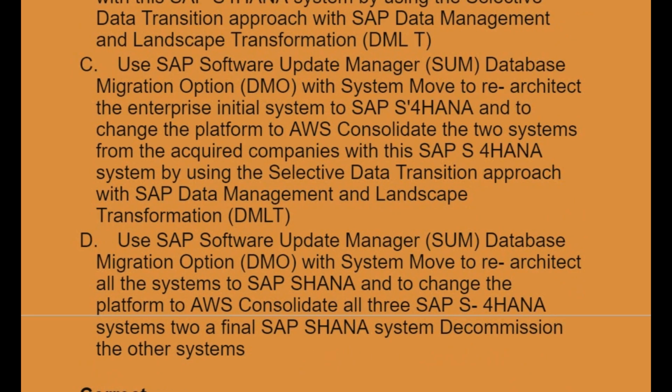Option D, use SAP Software Update Manager (SUM) Database Migration Option (DMO) with System Move to re-architect all the systems to SAP S/4HANA and to change the platform to AWS. Consolidate all three SAP S/4HANA systems to a final SAP S/4HANA system. Decommission the other systems.